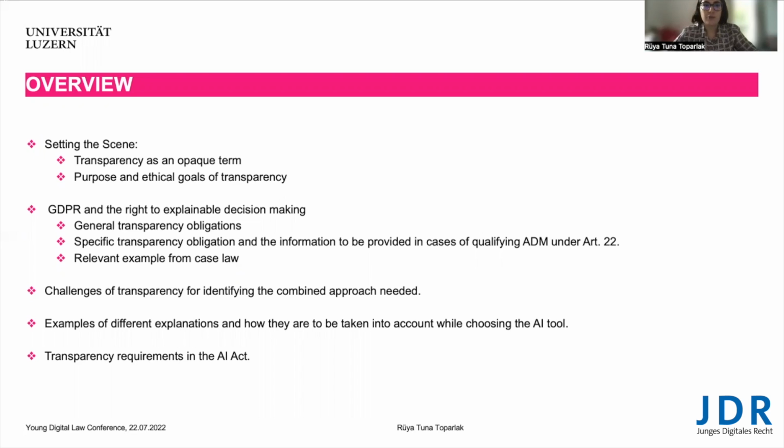And then I want to illustrate a relevant example from recent case law to better understand how this obligation is interpreted. And then I want to move on to the challenges of transparency that go beyond what information is to be provided to identify the combined approach needed. And I will mention examples of different explanation approaches that are to be taken into account while choosing the appropriate AI tool. Lastly, if I have time, I want to briefly mention the transparency requirements in the new Draft AI Act.